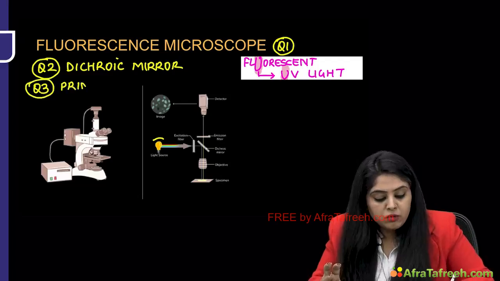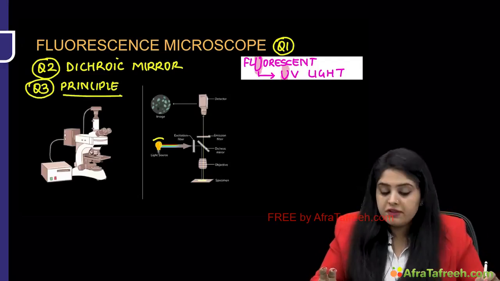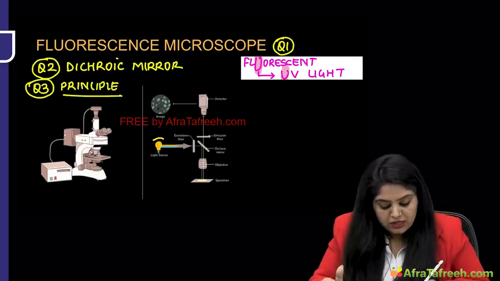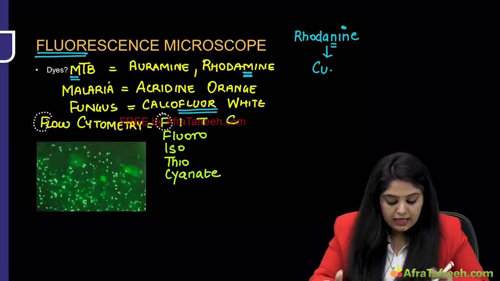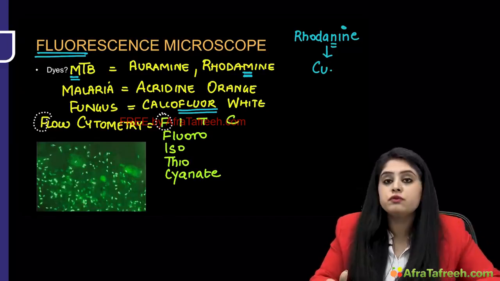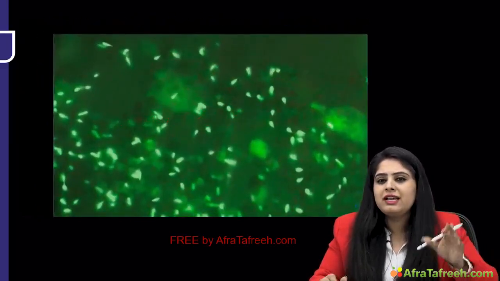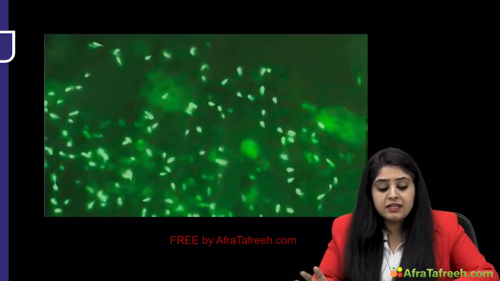Question number 3, they will ask you what is the principle. By now all of you know that a shorter wavelength is going to get converted into a longer wavelength. And finally they will ask you the names of the dyes, which you've already done, and this is one reference image in front of you. All of you can zoom in and see it's looking nice, fluorescent, shiny. I'll give you a background.